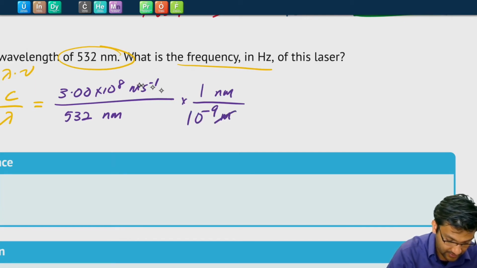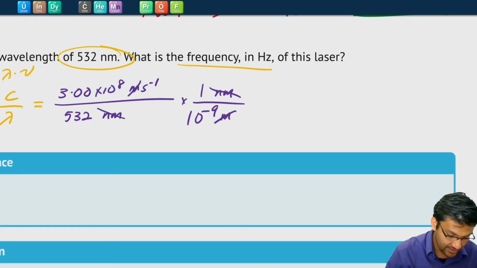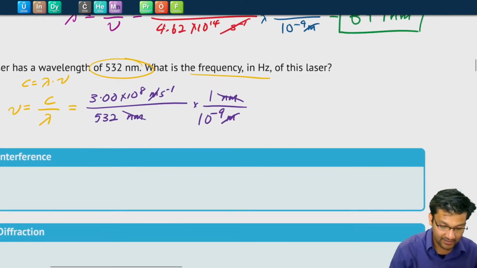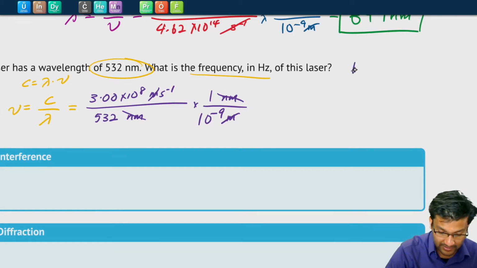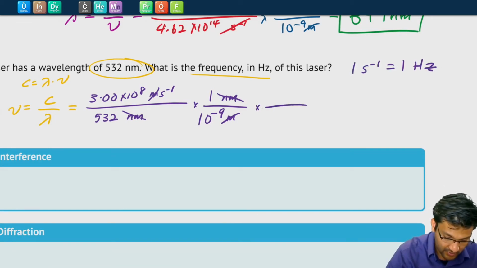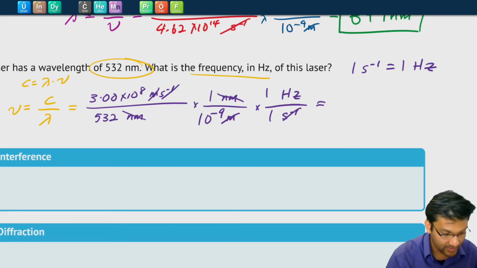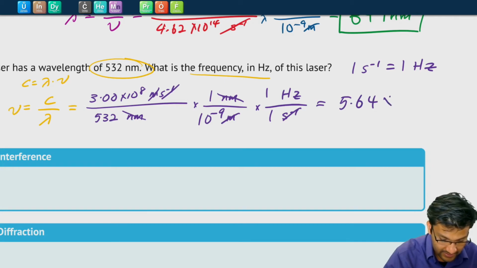So meters cancel there, nanometers cancel there, and this will give us a frequency in per second, but we know that a per second and a hertz are the same thing. So if you just want to be complete, you can do this to convert from per second to hertz. If we punch these into our calculator, it should give us 5.64 by 10 to the 14 hertz.